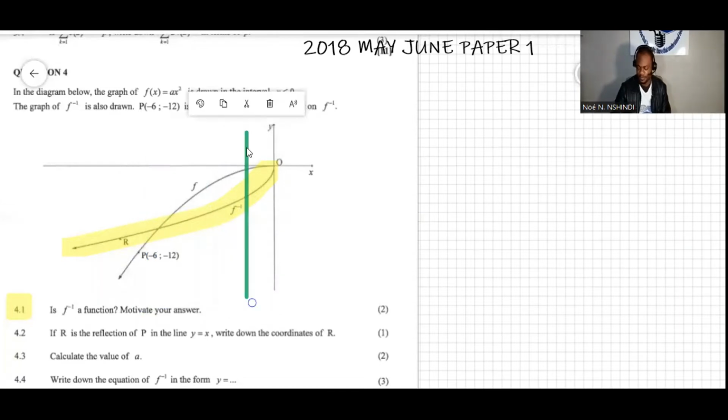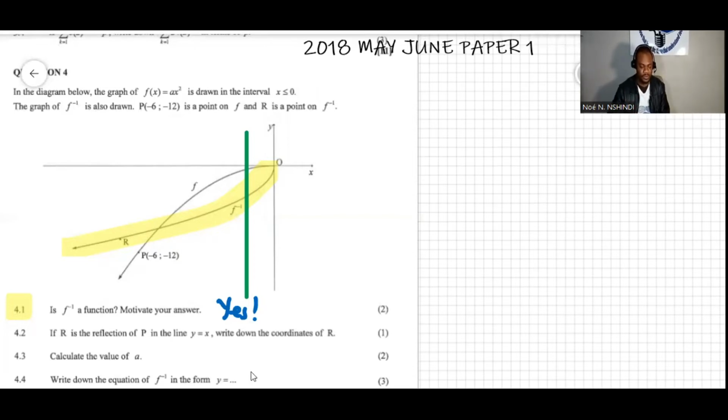So I'll say here yes, because for every x value, there is exactly one corresponding y value.